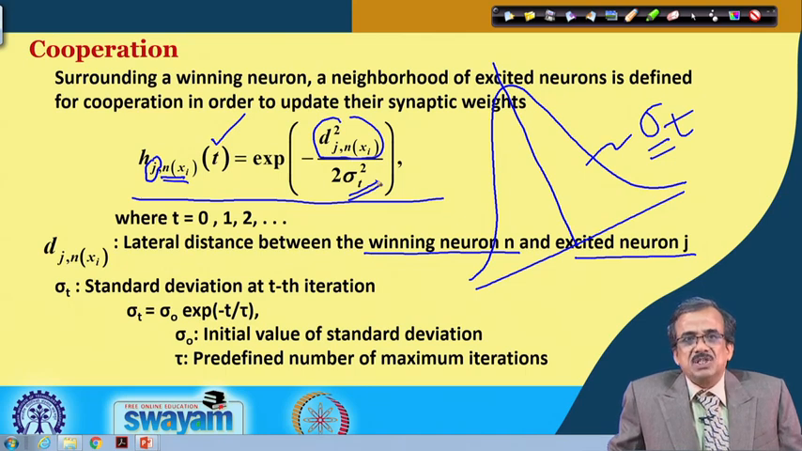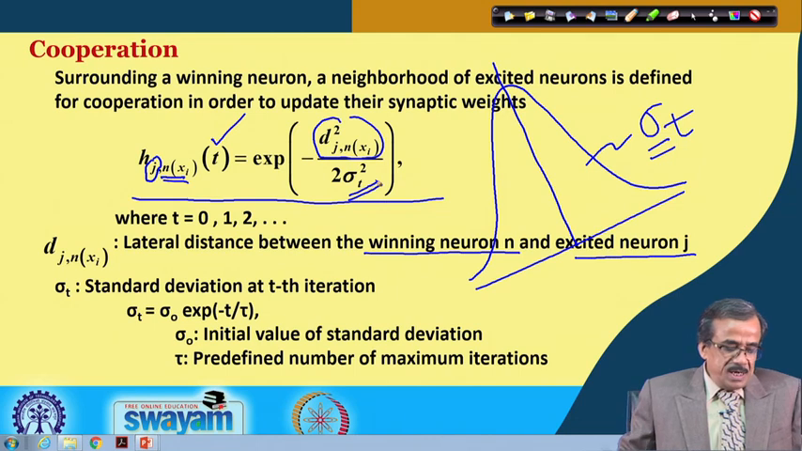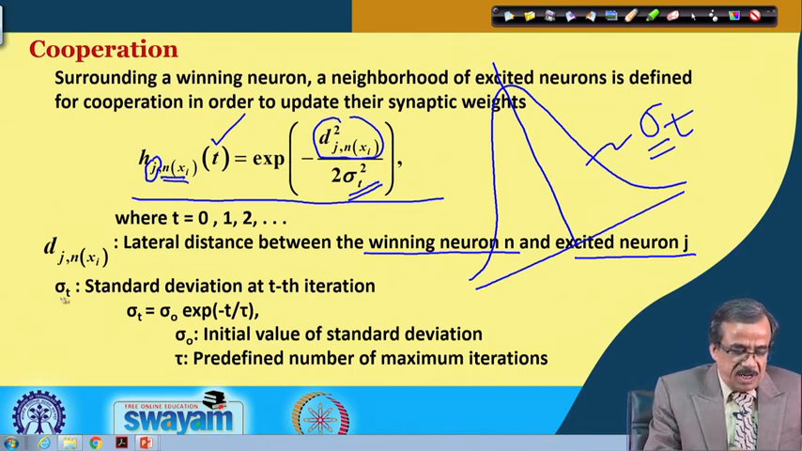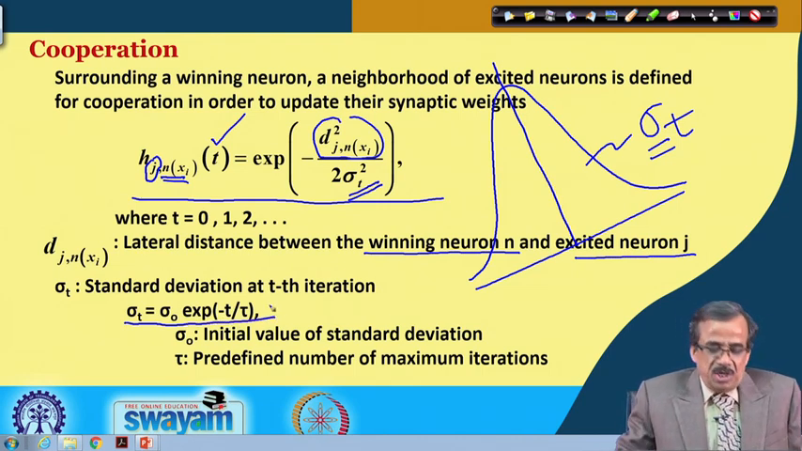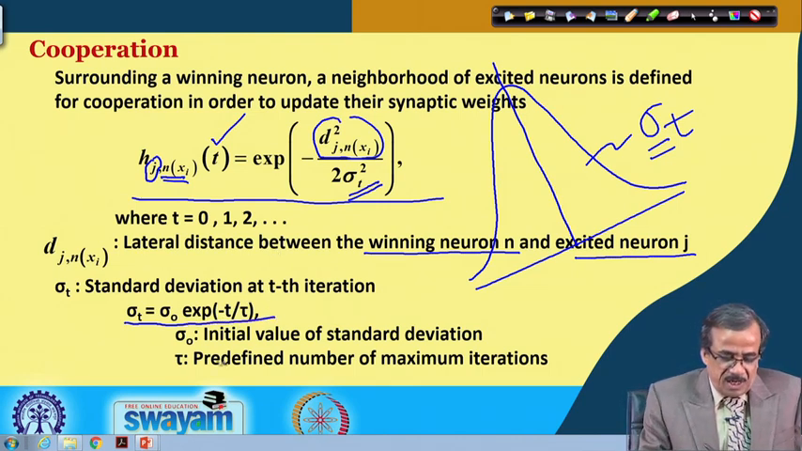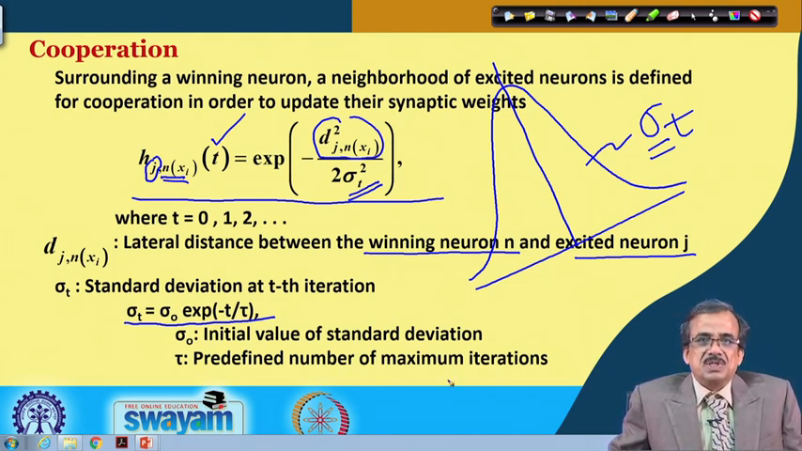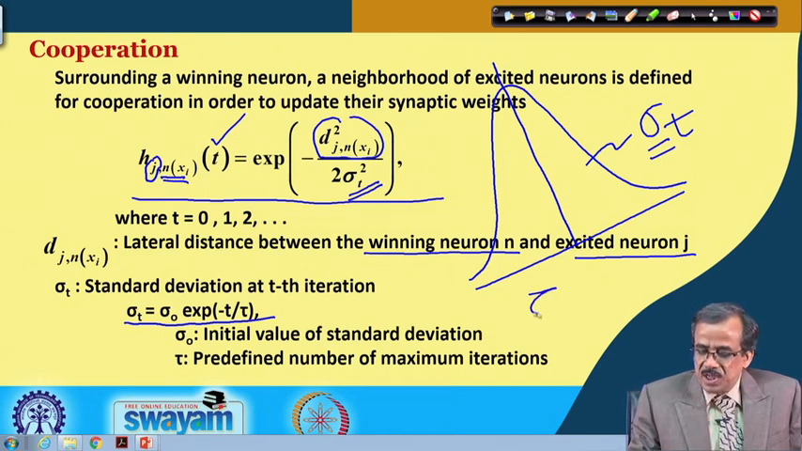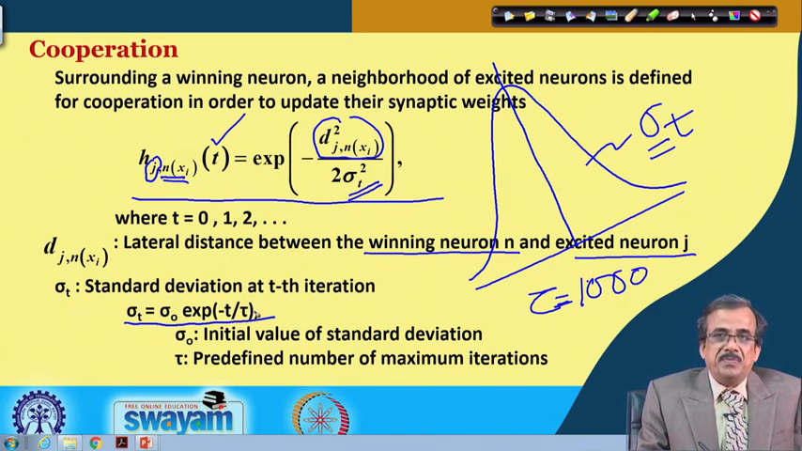Once you have got this, now let us concentrate on this sigma t. This sigma or the standard deviation is not kept fixed, it is actually a variable, and it will vary from iteration to iteration. Now, here we have written, this sigma t is nothing but sigma naught exponential minus t divided by tau. Now, this tau is nothing but the predefined number of maximum iterations. Supposing that tau is kept equal to say 1000. So, this is actually a fixed number.